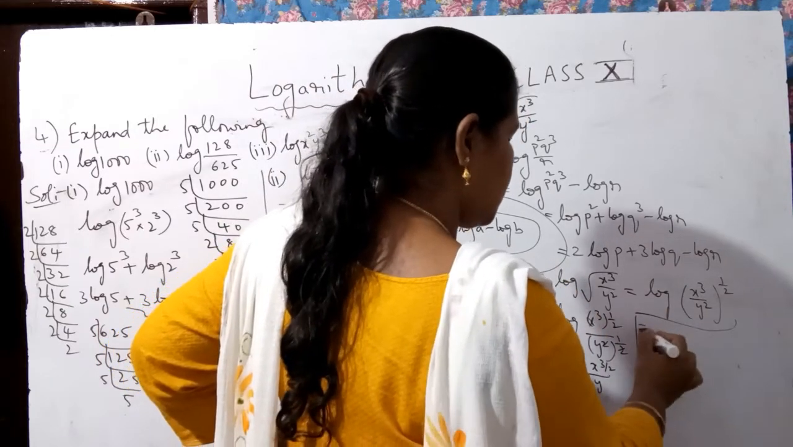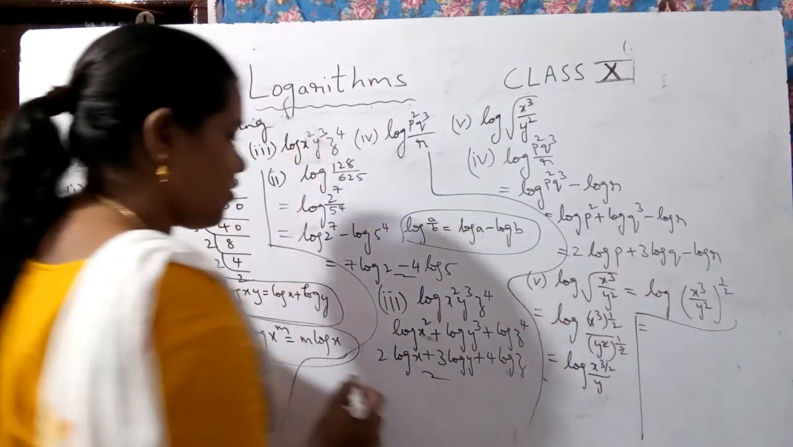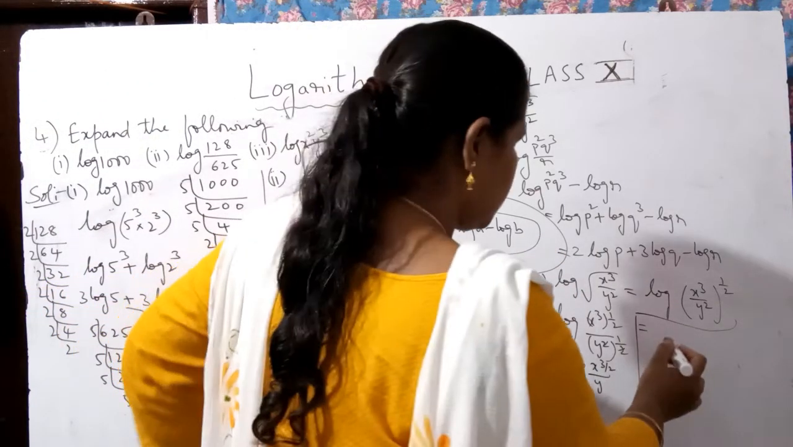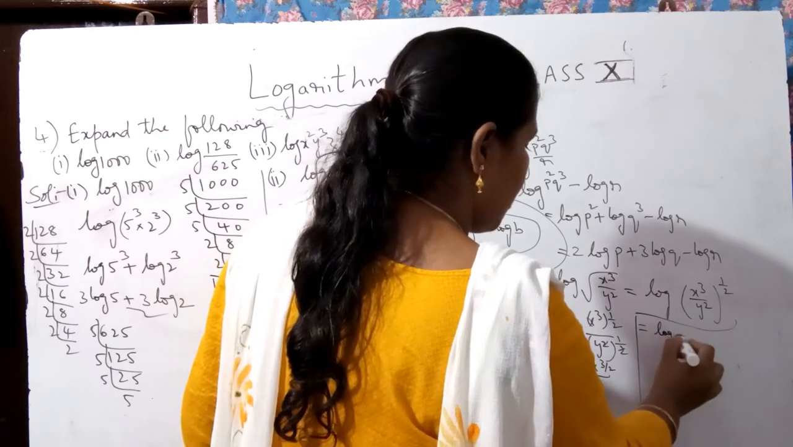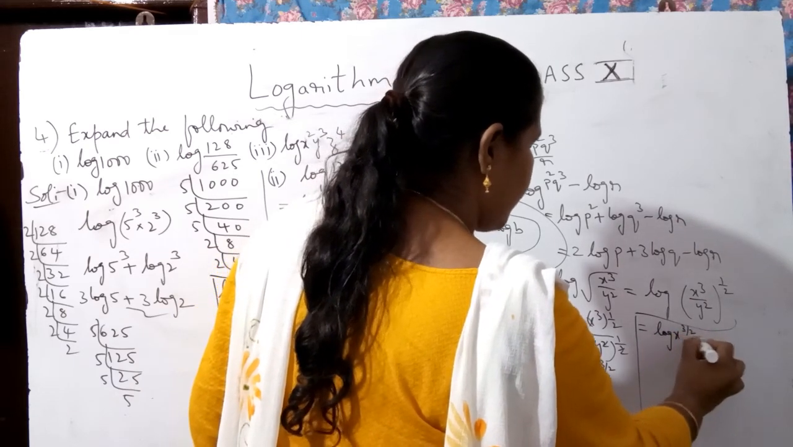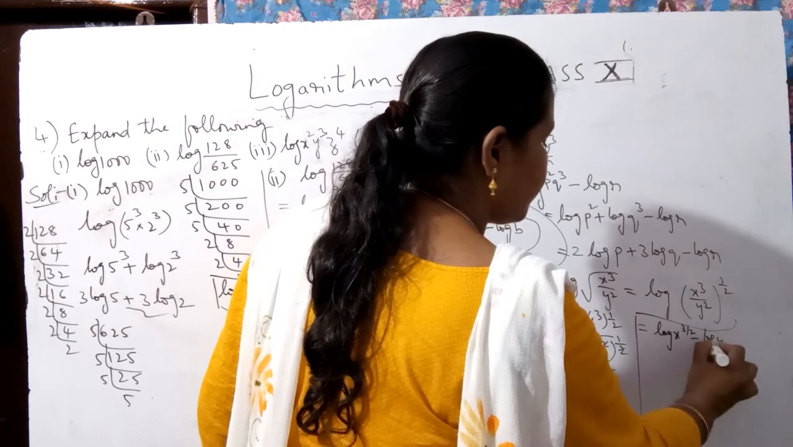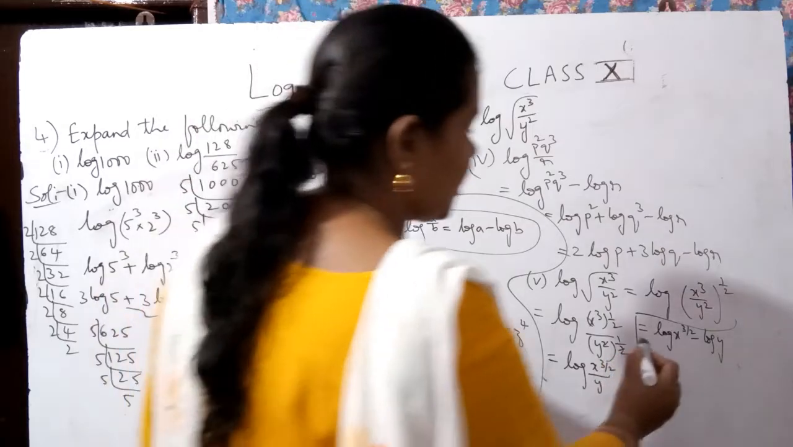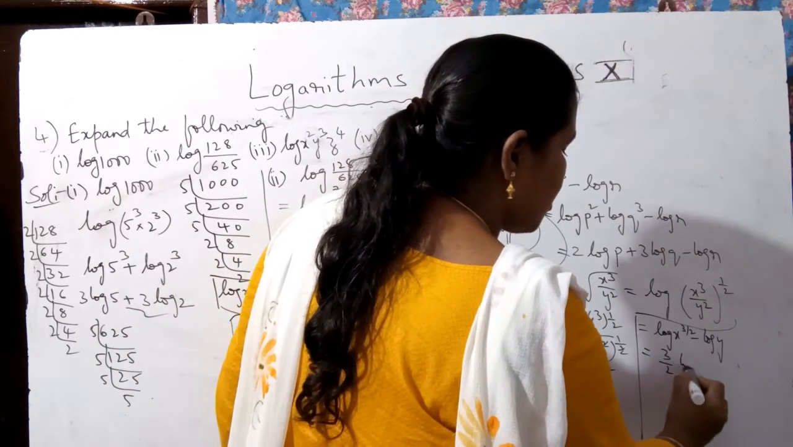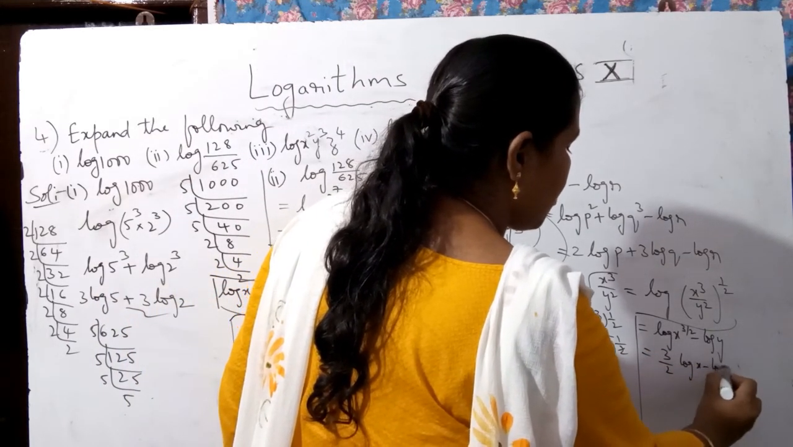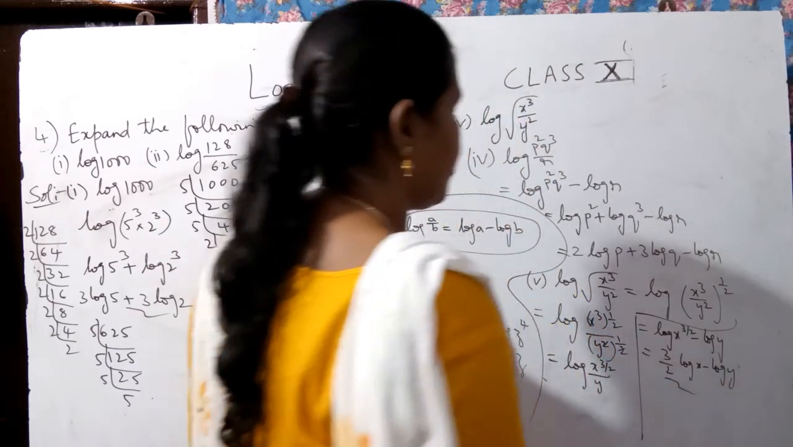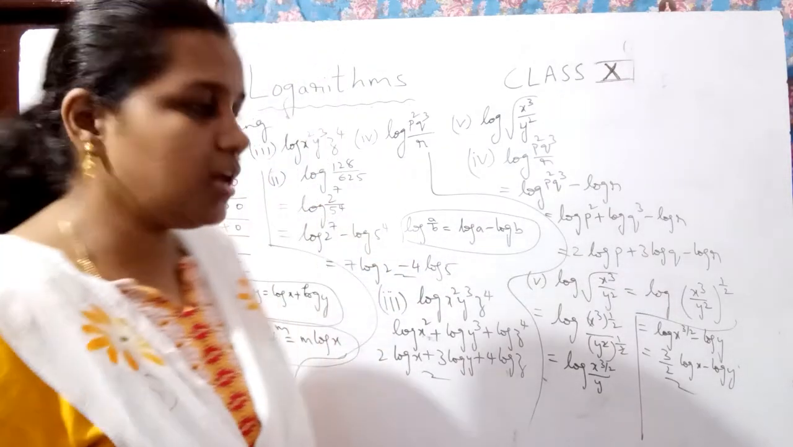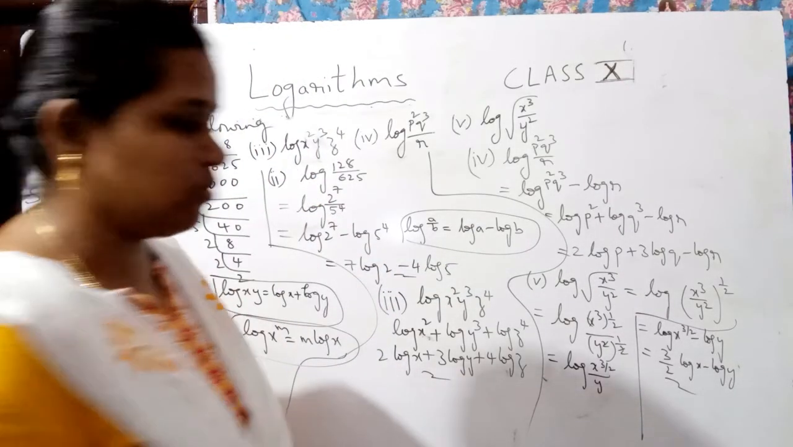Again this is in the form of log a by b. Log a by b means log a minus log b. So I'll get log x power 3 by 2 minus log y. Again this is in the form of log x power m, so it can be written as 3 by 2 log x minus log y. So this is the expanded form of log root of x cube by y square. In this way we can write the expanded forms.